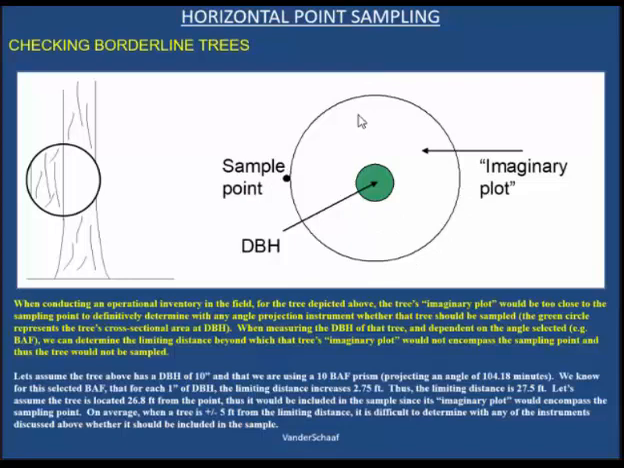Now, we would never know this. We're not actually going to establish a true circle out in the field. That's where we use a laser or a logger's tape to measure the distance from here to here. But we calculate mathematically what distance that should be, such that if that distance is less than the limiting distance, that tree would be considered sampled.